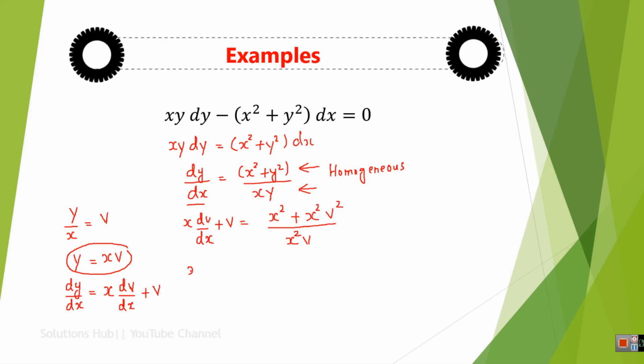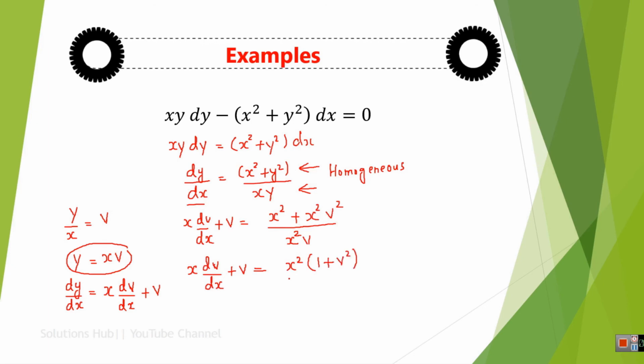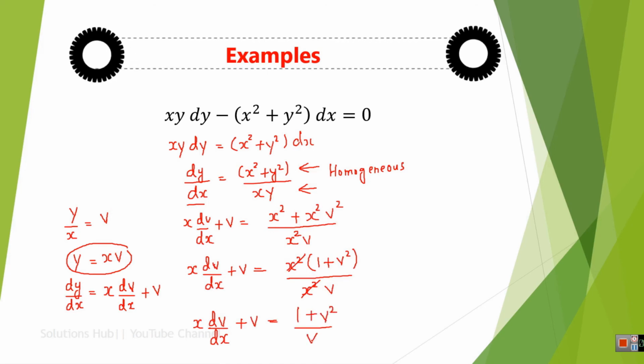Now simplifying further, we can write this equation x dv over dx plus v equals, we can take x square common here, so taking x square common, we will get 1 plus v square divided by x square and v. So x square will be cancelled out, so we will be left with x dv over dx plus v equals 1 plus v square over v. So this is our simplified differential equation. Now we are going to solve ahead, and I am going to separate v's and x here. So moving on to the next page.